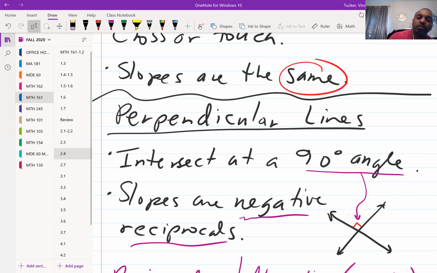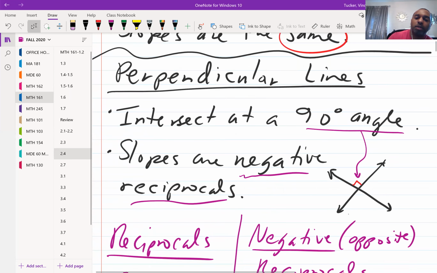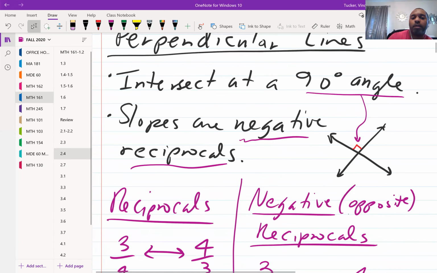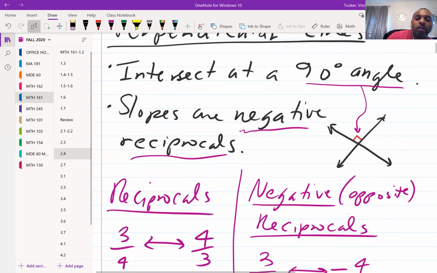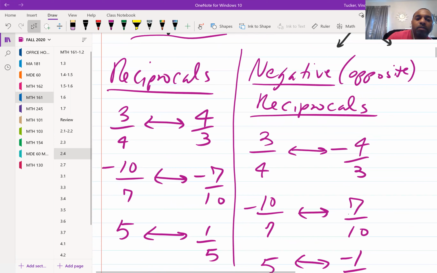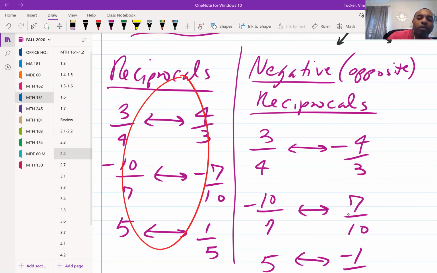All right. So what does it mean to be negative reciprocals? Make sure everybody got the perpendicular stuff before I go up any further. All right. So reciprocals are just flipping a fraction. That's what we're looking at right here. If I have 3/4, flip that, that's 4/3. Negative 10/7 is negative 7/10. 5 is just 1/5.